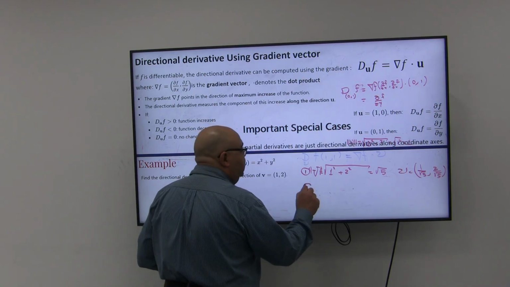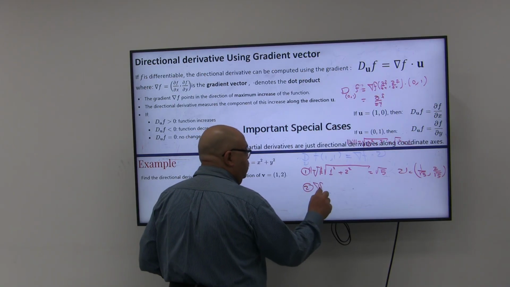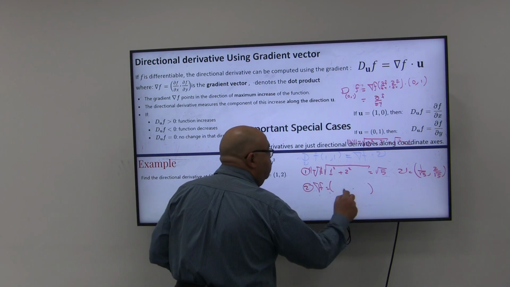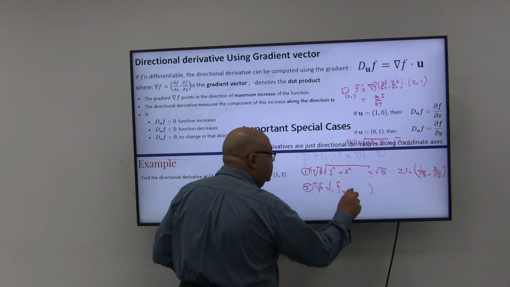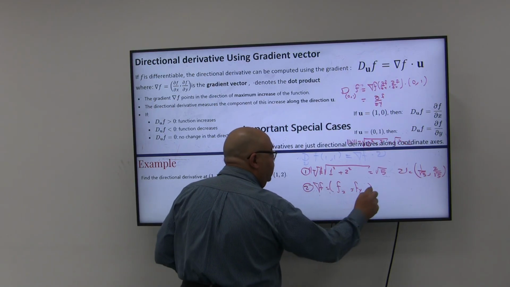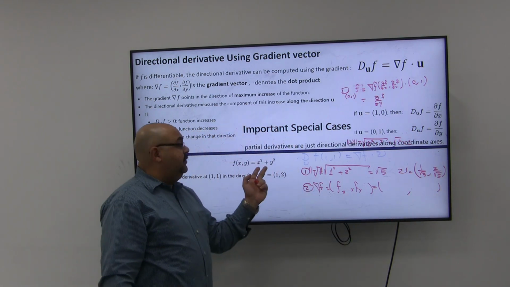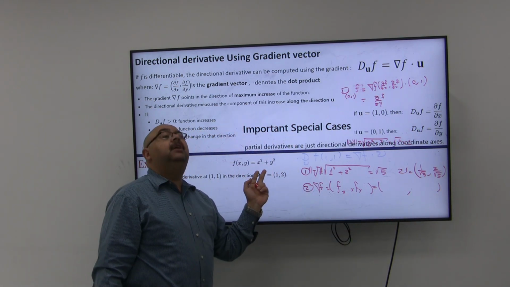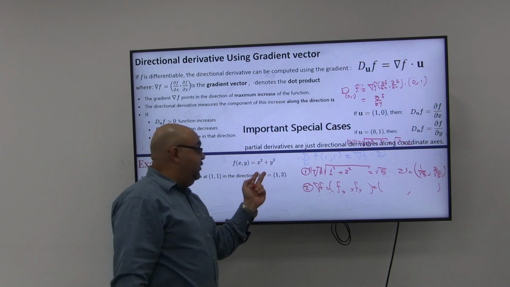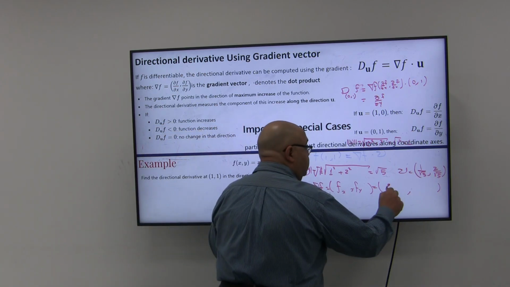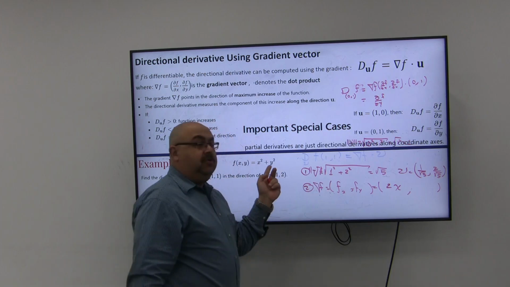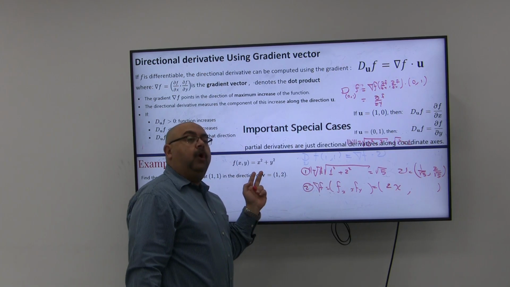The second step: I will get the gradient vector of f, which is simply f sub x and f sub y. F sub x means you will differentiate this function with respect to x. Let's differentiate with respect to x. So it's going to be just 2x. This is 0. Differentiate with respect to y.